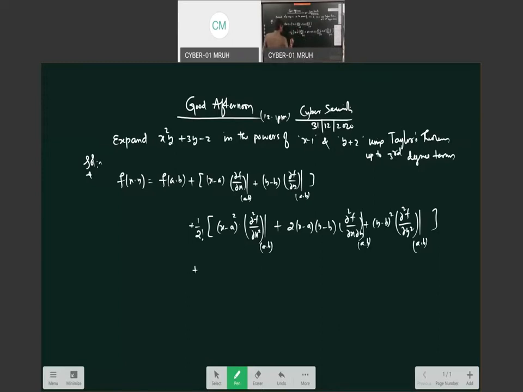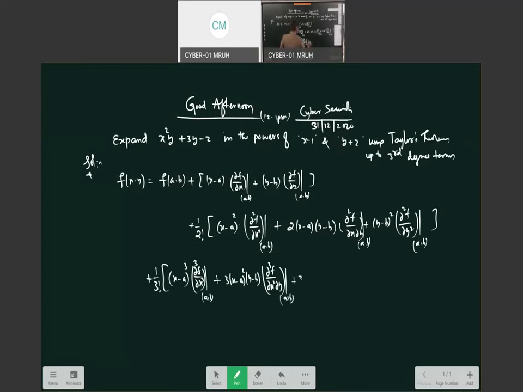Then the fourth term contains the cubic terms. Because I'll be having comparatively more terms, I'm starting a new line. So 1 by 3 factorial into, I can write (x minus a) whole cube into dou cube f by dou x cube, so 3 times with respect to x, calculated at a comma b. Plus, what's the formula for (a plus b) whole cube? a cube plus 3a square b. So I can write 3 into (x minus a) whole square into (y minus b) power 1 into dou cube f, taking 2 times with respect to x, 1 time with respect to y, and please compute at a comma b.